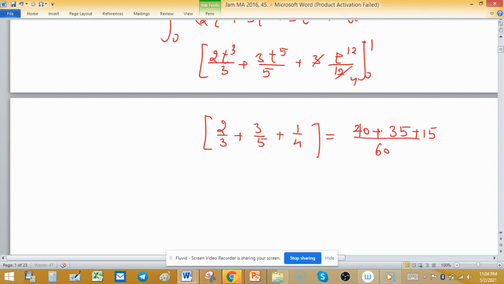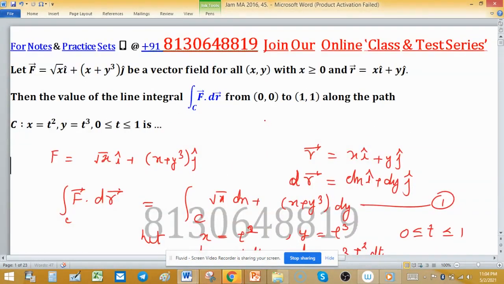This is 90. 90 upon 60, 0 by 0, and 3 twos are 6 and 3 threes are 9. So 3 by 2 means 1.5. We have to answer this question in decimal, so 1.50 up to 2 decimal places.